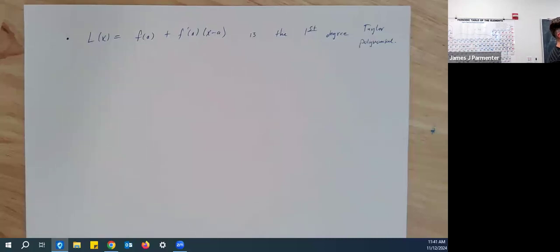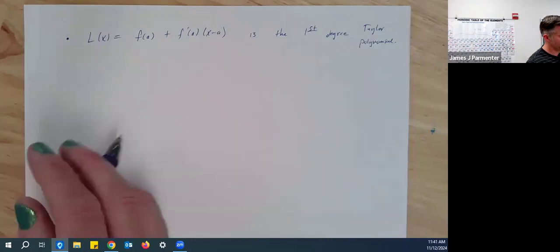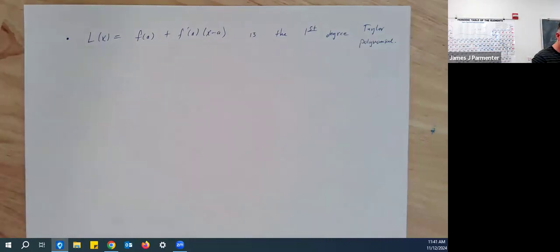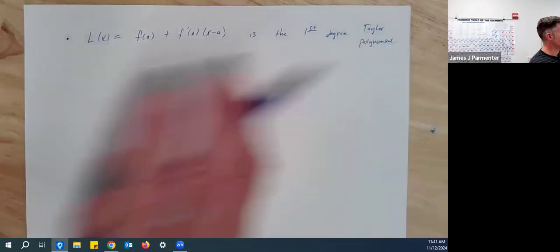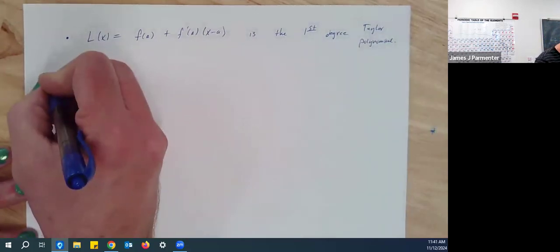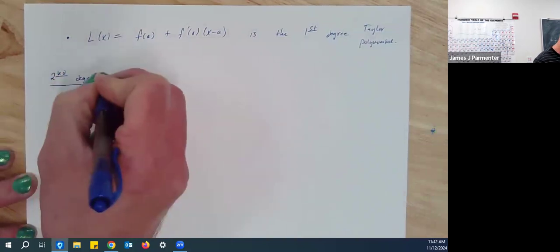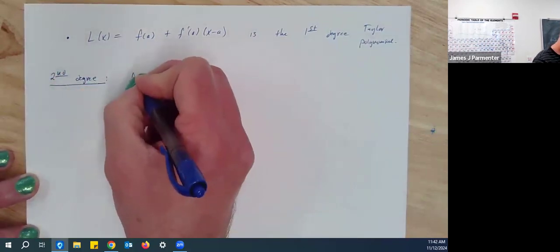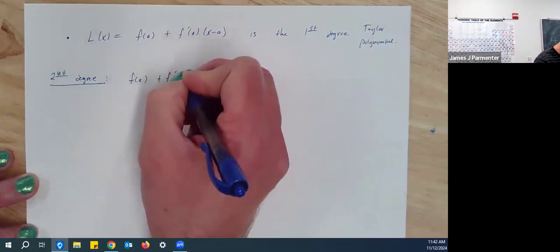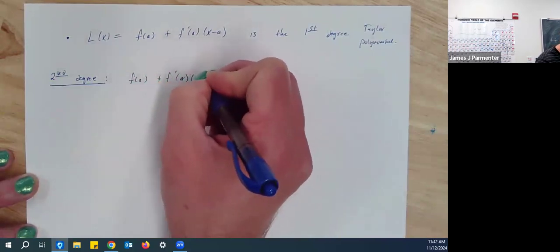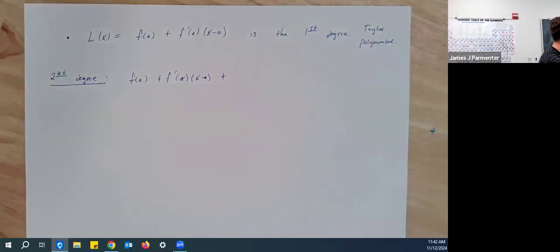There's a whole study of Taylor polynomials you could do, but there's a very nice, easy way of remembering how the formula works. We'll talk about the formula for a second, then I'll give you an example. Here's the first degree Taylor polynomial in general. For the second degree, you take your first degree stuff, f of a plus f prime of a times x minus a, and you add on one more term.